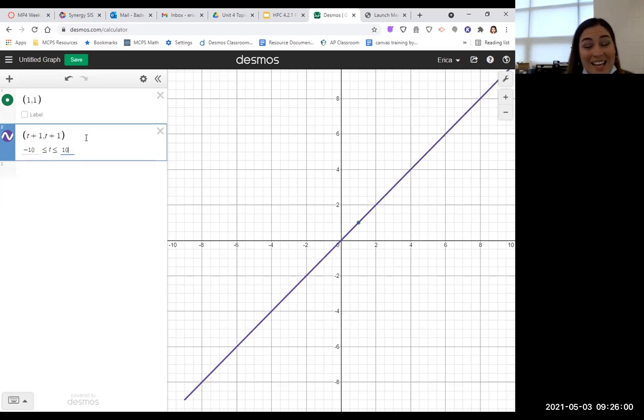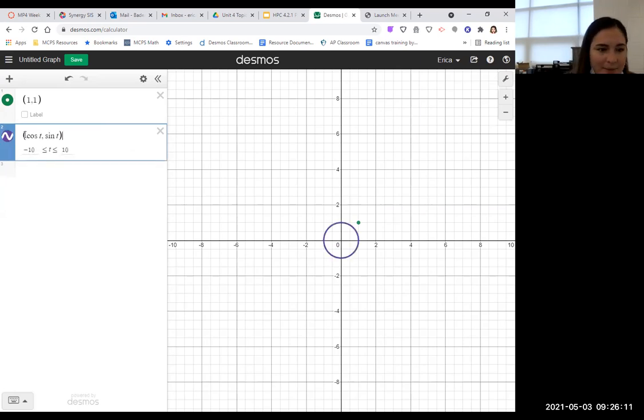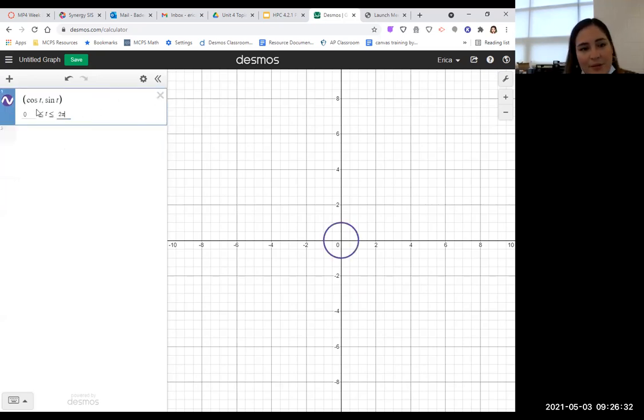Or in the case actually of your trig functions, so if you had cosine t, sine t, I need to put the parentheses around, that's important. Cosine t, sine t. If you notice that if you don't go all the way around to 2 pi, it only graphs a part of it. So from t equals 0 to t equals 1, it only graphs a part of it. But if you go all the way around to say 2 pi, you'll see a complete circle there. So that's how you would graph it in Desmos.